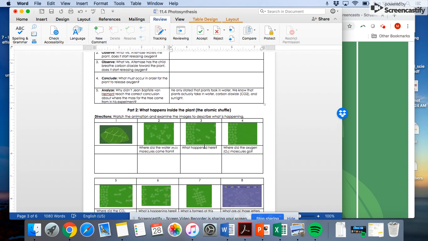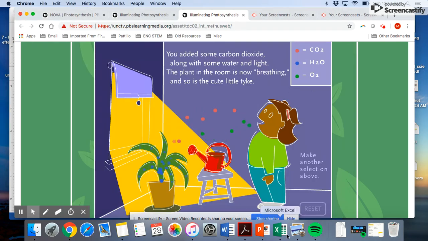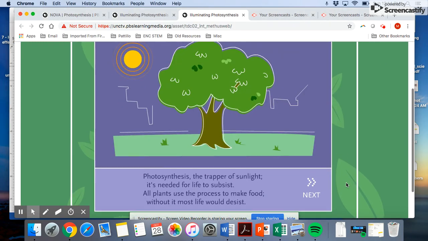Okay, so now we're going to look at a second part of the simulation. You're going to watch the animation and examine the images to describe what is happening. So in image 1, we are going to look at this second part of the simulation. It's called the atomic shuffle. Photosynthesis, the trapper of sunlight, is needed for life to subsist. That's a weird word, subsist, but it means it's needed for life to occur and to continue.